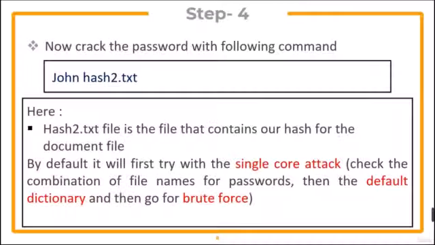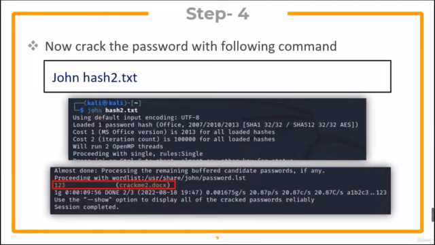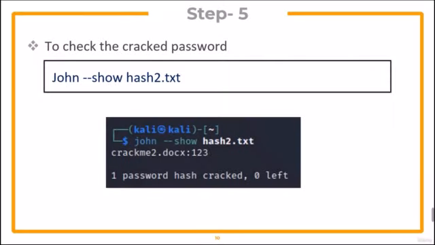Now crack the password with the following command. john hash2.txt. Here hash2.txt file is the file that contains our hash for the document file. Now John will start cracking the password. By default, it will first try with a single core attack. It will check the combination of file names for passwords. Then it will go for the default dictionary and then it will start brute forcing the password. Once the password is cracked, it will be displayed on screen. You can also check the cracked password with the show parameter with the John command.